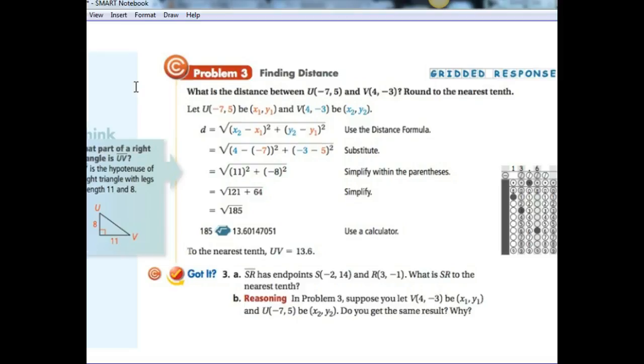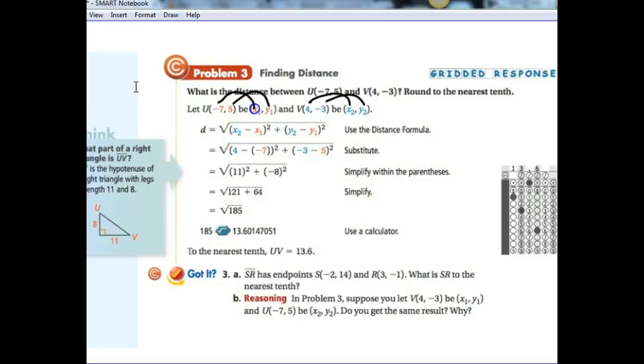Now remember, there is a specific formula that we call the distance formula, and it is simply the difference in the x's squared plus the difference in the y's squared. So all you have to do here is kind of plug and chug, as I call it. x1 is going to be -7, y1 is going to be 5. That'll leave x2 to be 4 and y2 to be -3.